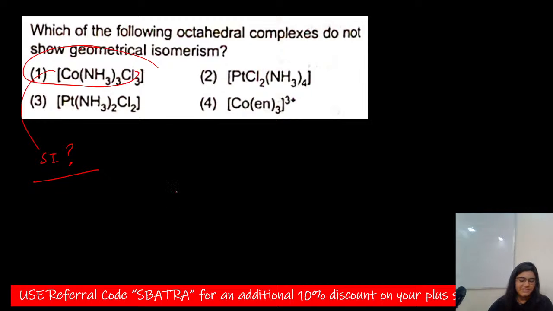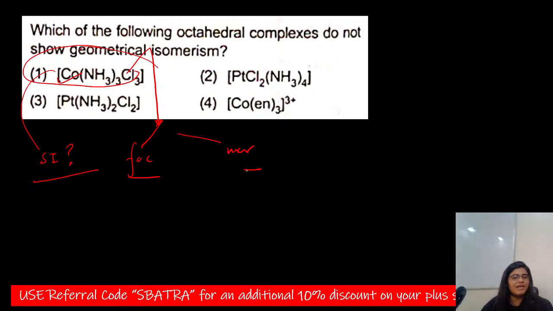See, in this particular question, this is your complex. So what can I say over here? We can get FAC and MER. Yes, we can get two geometrical isomers over here, FAC and MER. It's an A3B3 type of formation, so we will have two geometrical isomers, FAC and MER.